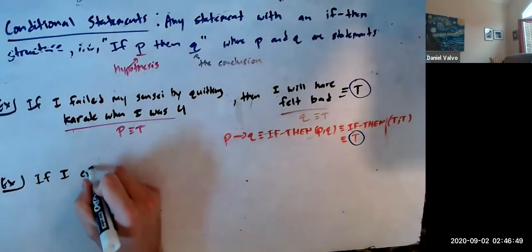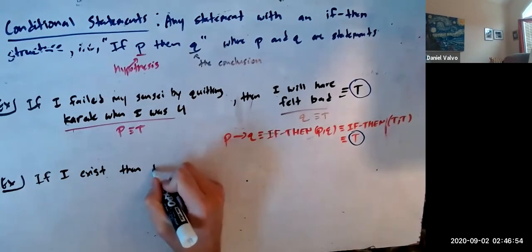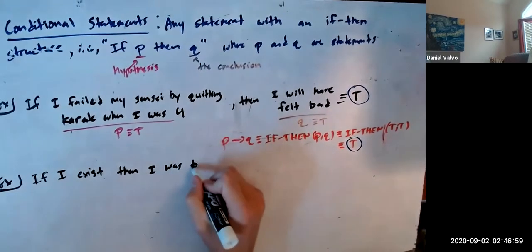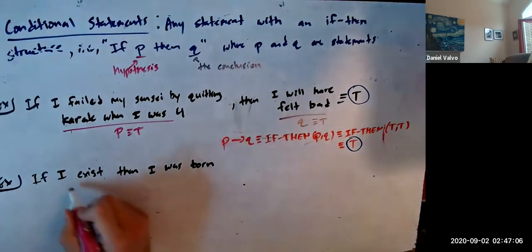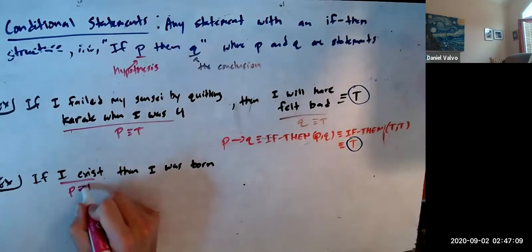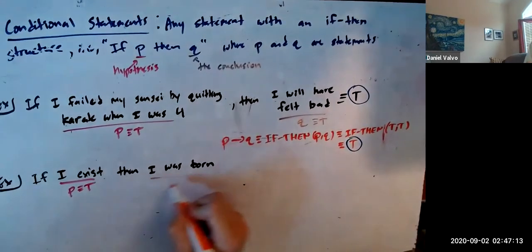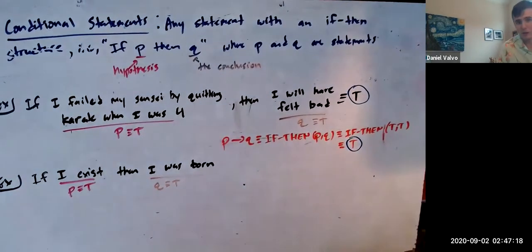I exist, you might remember this one, then I was born. This is P, which is true. And this is Q, which is also true. I can verify that. I don't need to see a birth certificate. I don't know if there's any Daniel birther movements out there, but the point is, yeah.